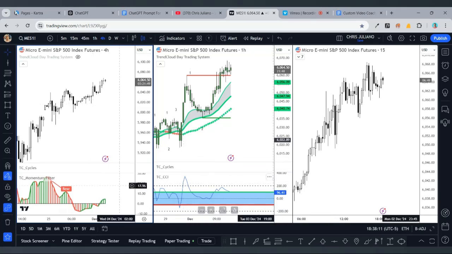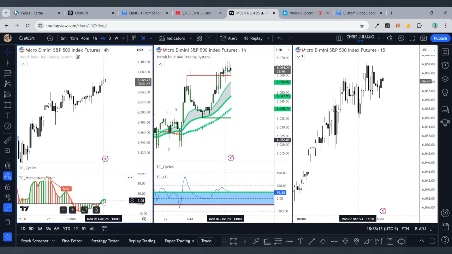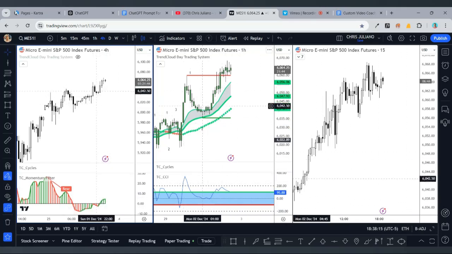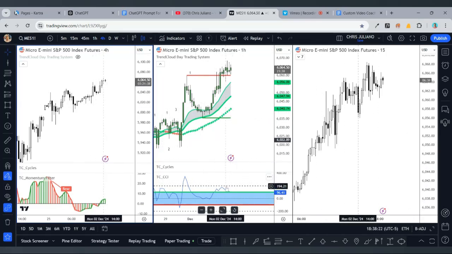So right now, green momentum, 4-hour chart. Green trend, 1-hour chart. CCI is remaining strong. It is above positive 100 and never broke back below negative 100. So we're good to go. That means we can take any trade that we see to the upside.